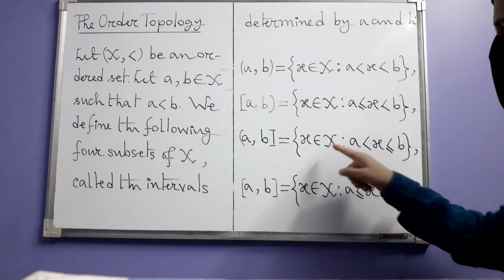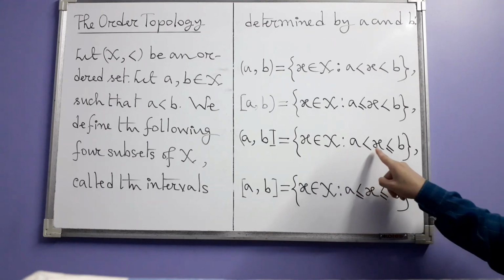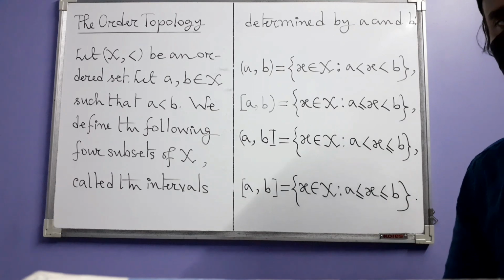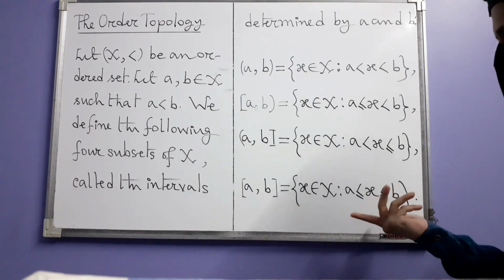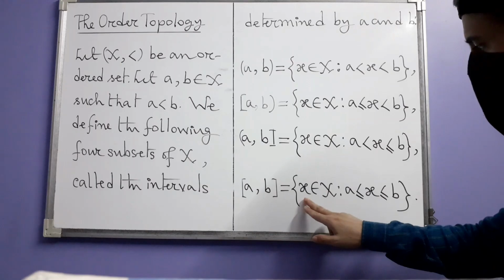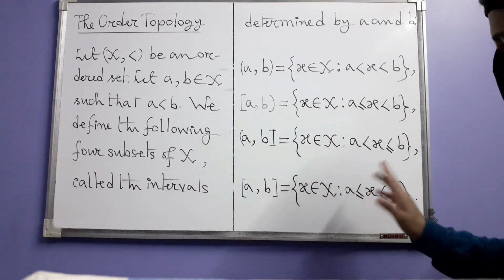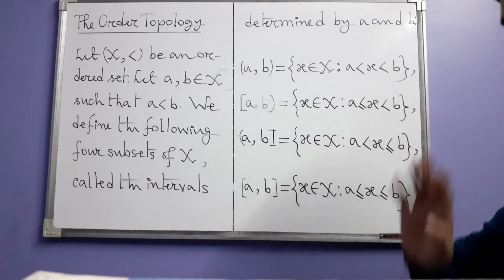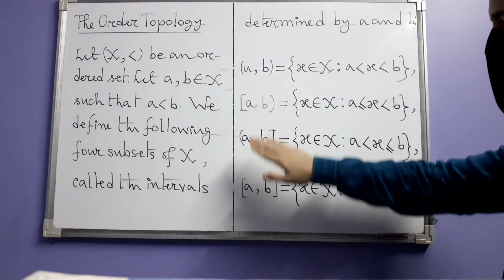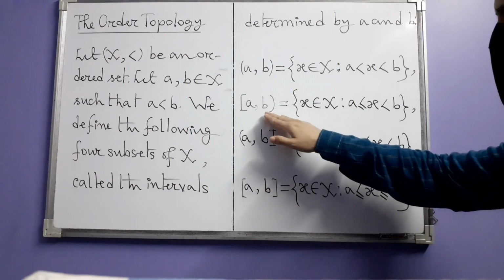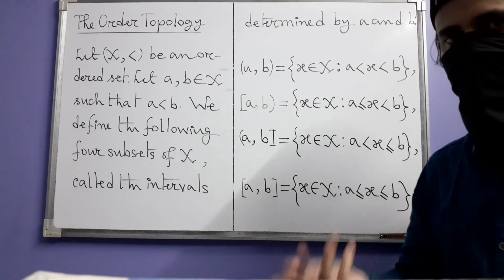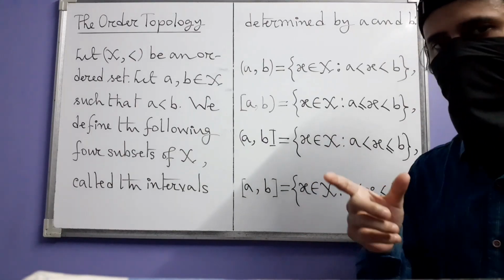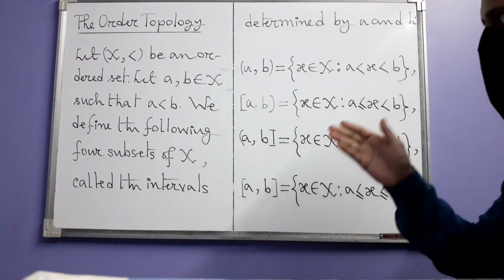In this third type, we have those points x in X such that A is less than x and x is less than or equal to B. So this one contains B but does not contain A. And then finally we have this fourth type where we have those points x in X such that x is greater than or equal to A and less than or equal to B. So both A and B are present here. This is called an open interval, this is called a closed interval, and these two types are called half open intervals.